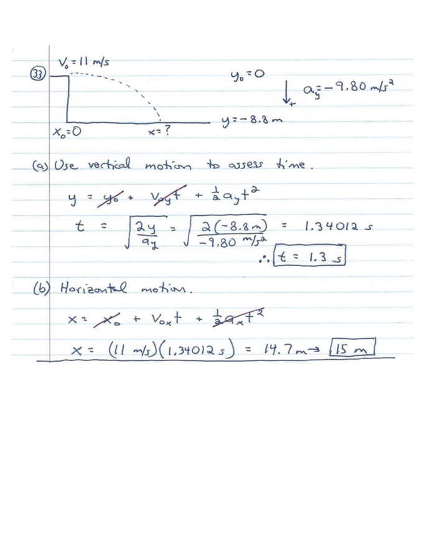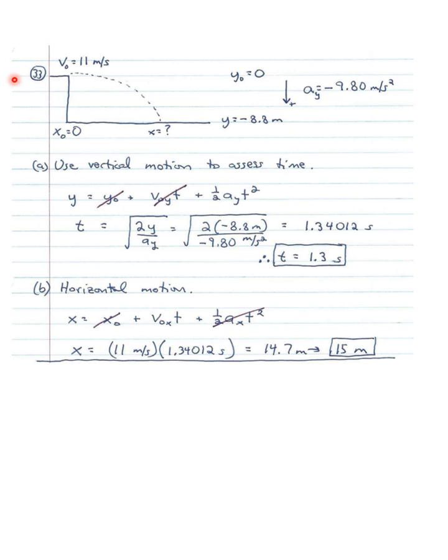Number 33, a question of projectile motion. A carpenter tosses a shingle horizontally off an 8.8 meter high roof at 11 meters per second. How long does it take the shingle to reach the ground? How far does it move horizontally?